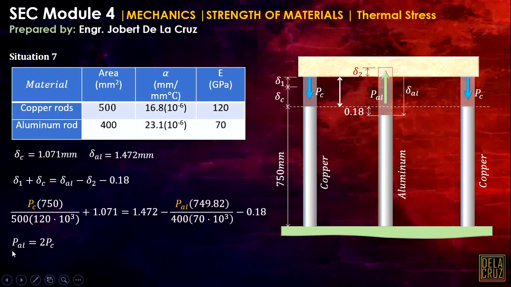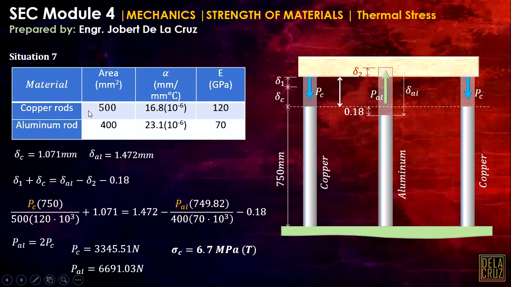Then I can just substitute this aluminum dito. Okay? That will be 2 PC. And ang mangyayari dyan, yung PC na lang yung magiging unknown. And by this one, we can calculate our PC as this one. And also, we can calculate our aluminum force na dito by just substituting this one to that one, and that is just twice.